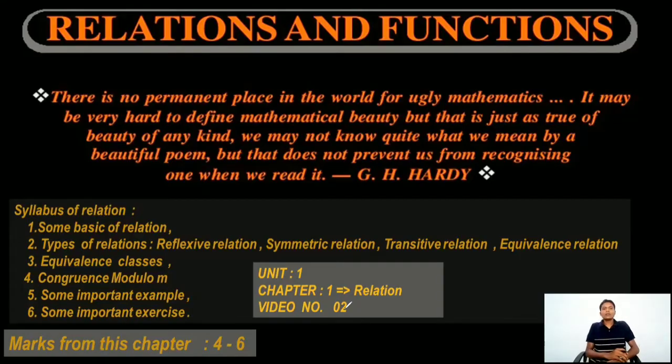Okay, let's start our discussion. This is my second video of the relation chapter, and in this video I will discuss types of relation like reflexive relation, symmetric relation, transitive relation and equivalence relation. And there are some special kinds of relation like identity relation, universal relation and empty relation. And some important examples related to reflexive, symmetric, transitive and equivalence relations. Okay, let's start.